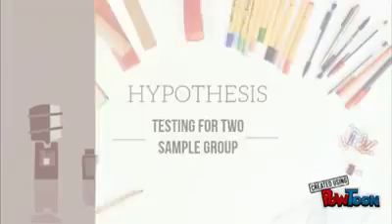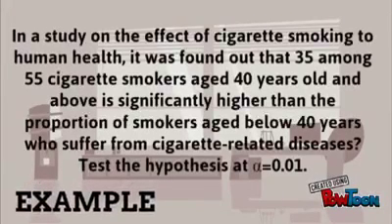Hypothesis testing for two sample groups. In a study of the effect of cigarette smoking to human health, it was found out that 35 among 55 cigarette smokers aged 40 years old and above is significantly higher than the proportion of smokers aged below 40 years old who suffer from cigarette-related diseases. Test the hypothesis at alpha 0.01.